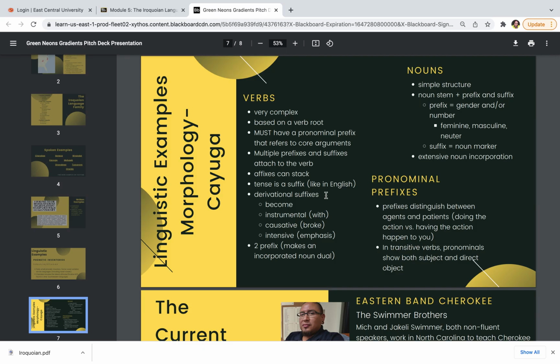So nouns in Cayuga are actually really simple, and it makes sense because our verbs are so complex. Why would we want nouns to be complex too? You have a noun stem, which can also take prefixes and suffixes. And the types of prefixes you might see are things like gender. Is it masculine or feminine? Or number. Is it singular or plural? There's three genders in Cayuga: feminine, masculine, and neuter for nouns.